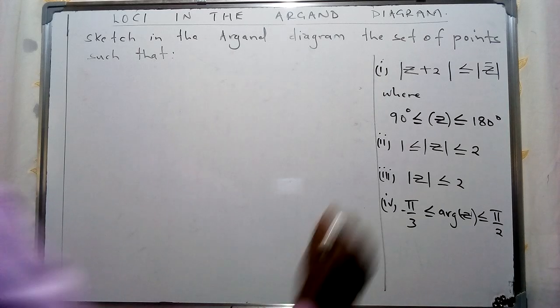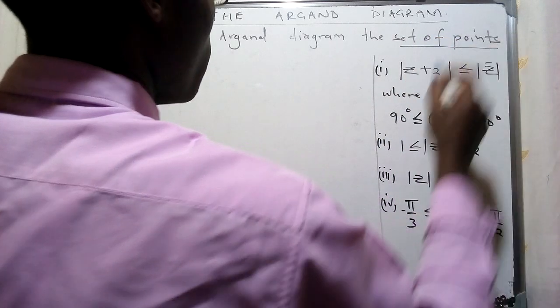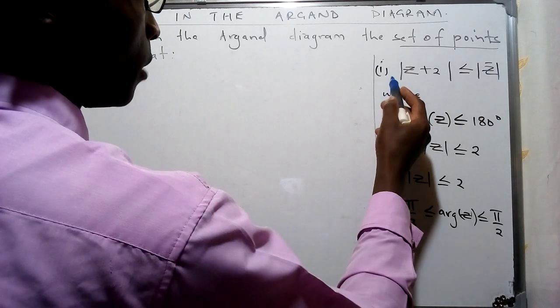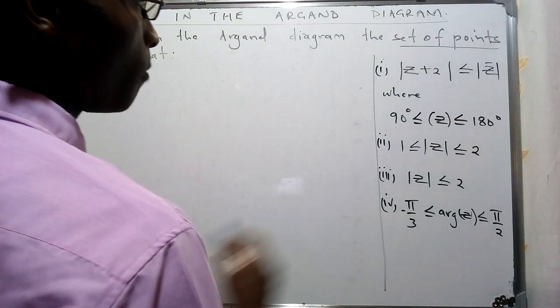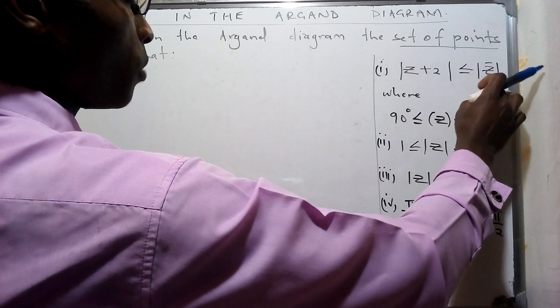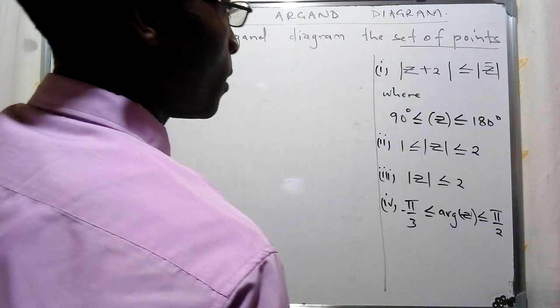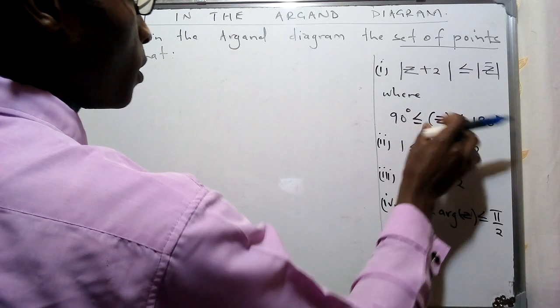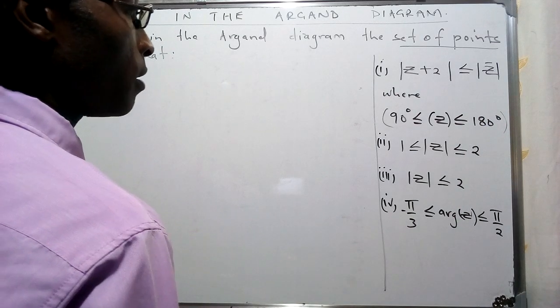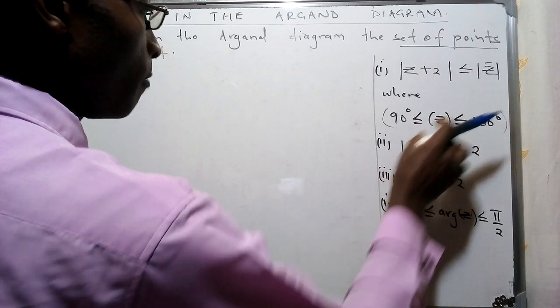So we are going to consider a set of points in the form of these options which I have given. In the first case, we shall look at the magnitude of the phase of Z plus 2, which is smaller than or equivalent to the complex conjugate of Z given as such. And this is within the limits of the angle we have given, 90 and 180 degrees for the phase of Z.